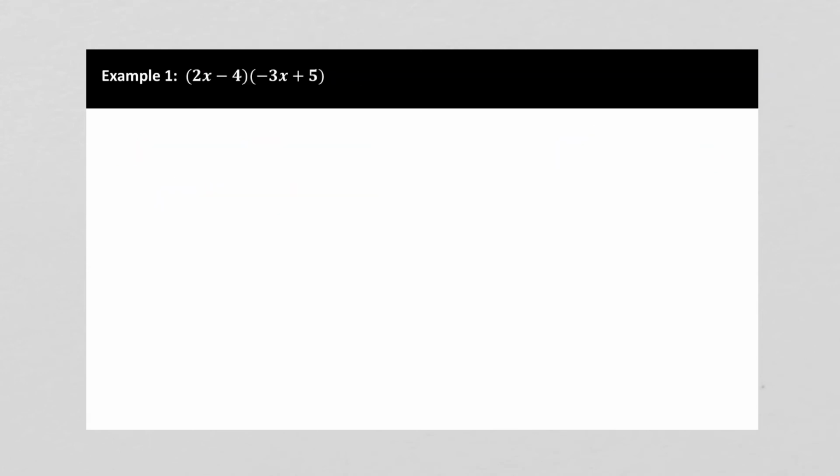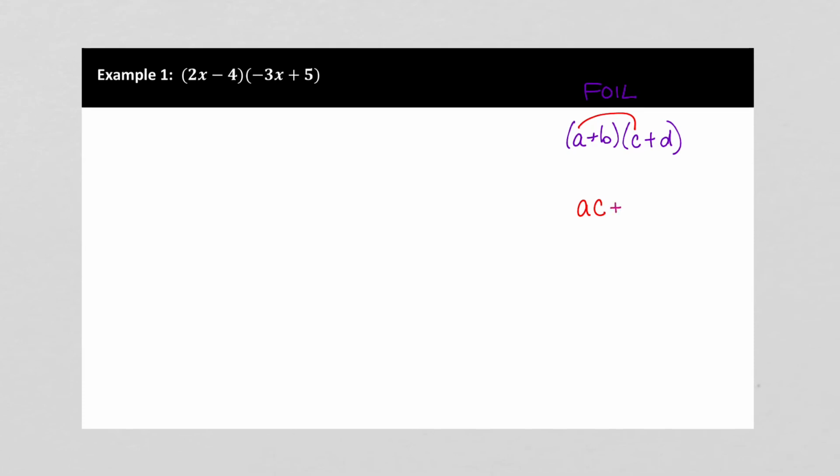Okay, remember foiling. So if you've got A plus B times C plus D, we have first, that's AC, plus outer, that's AD, plus inner, that's BC, plus last, BD.